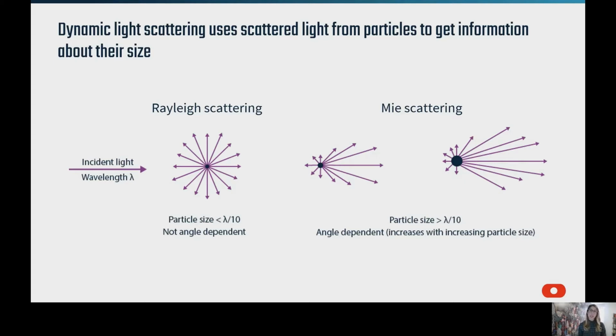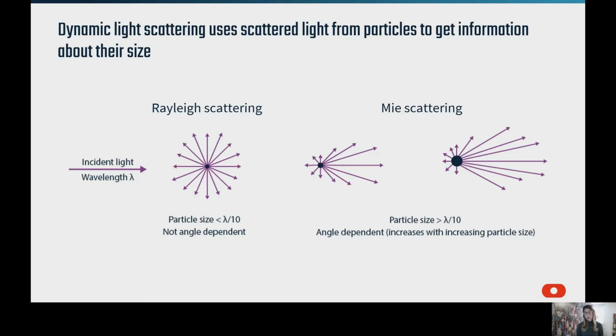Depending on the size of the particle, it's going to scatter light differently. Large particles that have a radius greater than 1/10 of the incident light's wavelength are going to exhibit Mie scattering, where they scatter light more intensely in the forward direction, while smaller particles that are sizes less than 1/10 of the incident light's wavelength are going to exhibit Rayleigh scatter. And Rayleigh scatter is isotropic, or it scatters light equally in all different directions.